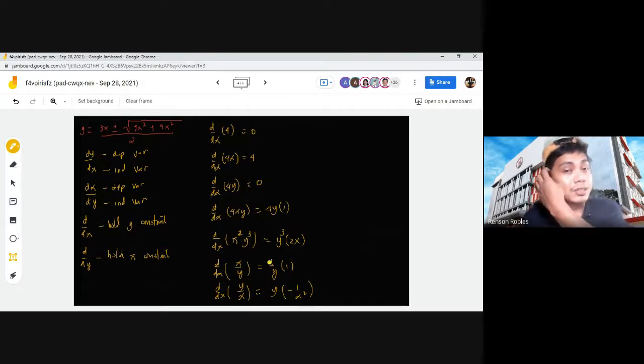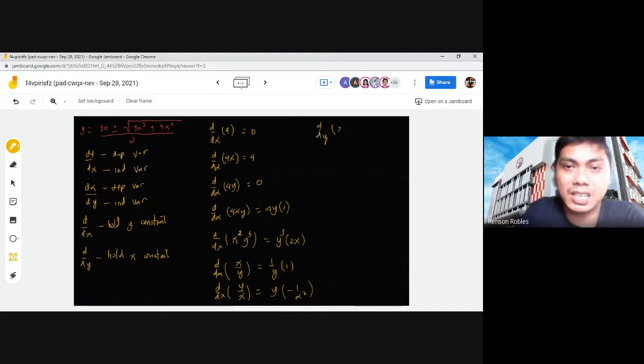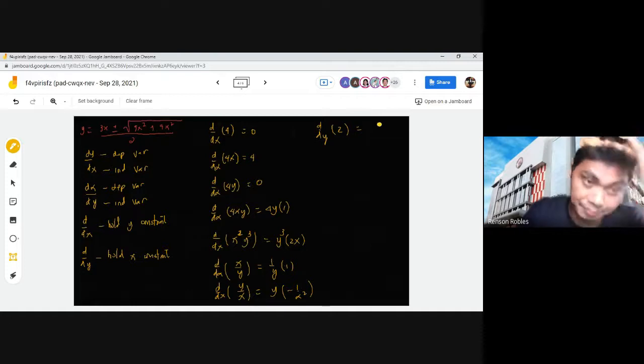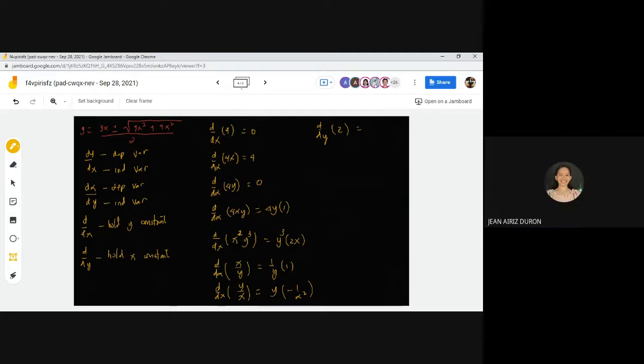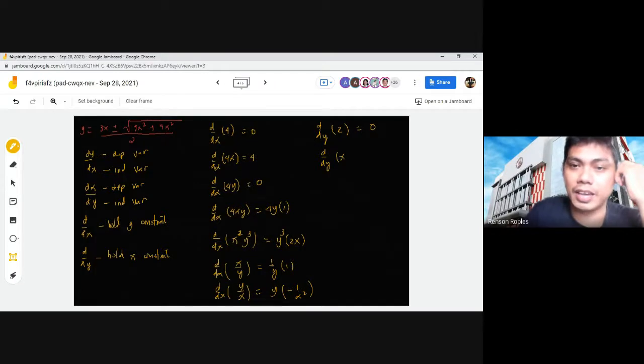Okay, let's go to y. Derivative of z in terms of y. It's 0, because there's no y. Derivative of x squared in terms of y. Still 0.